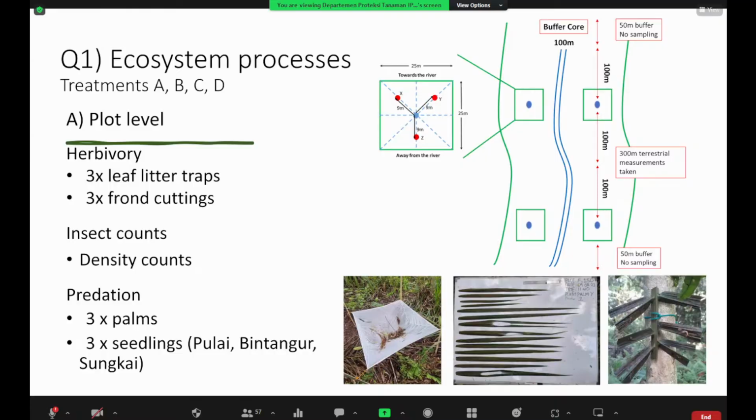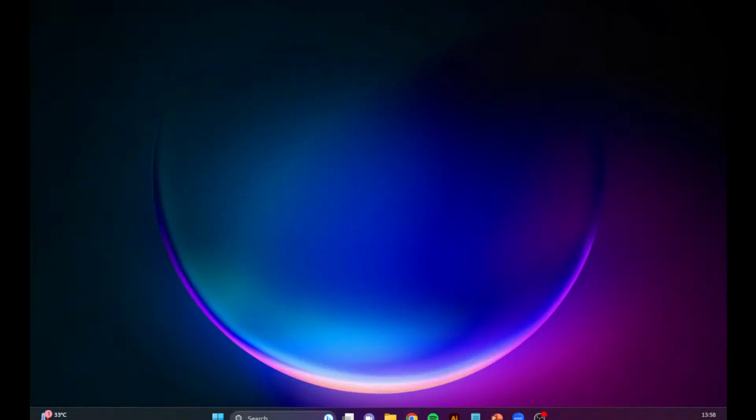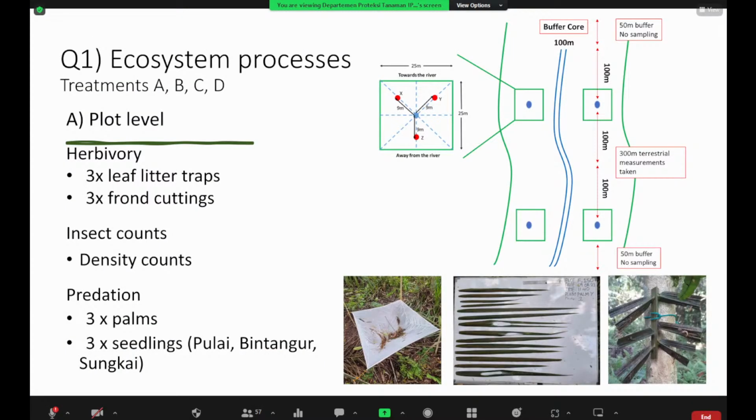Now for the predation, I used mealworms, and I attached 6 of these pre-cut fronds here, and I attached them to either the trunk of 3 palms per subvegetative plot or 3 seedlings, and I kept it consistent, and I did it on only the pulai, bentenga, and sunkai. And then I recorded how many were removed within 24 hours.